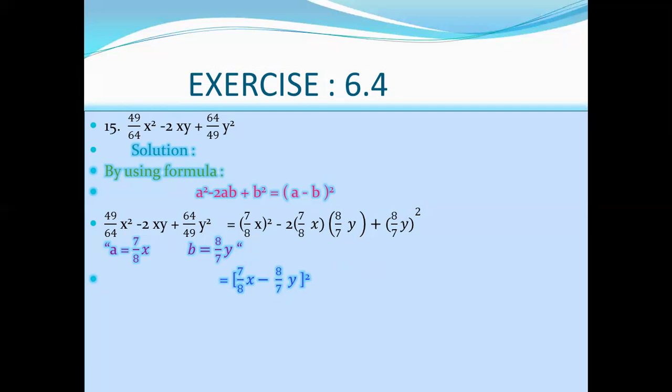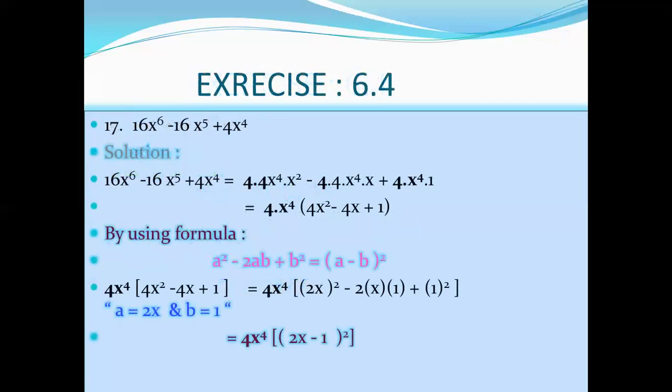When we put the values in the formula: (7 over 8x) whole square minus 2 times 7 over 8x into 8 over 7y plus (8 over 7y) whole square, and this is the term of b. When we convert it in the form (a minus b) whole square, our answer is (7 over 8x minus 8 upon 7y) whole square. Only the change of fractions, although all the numbers, the procedure, the steps, the formula are the same. The change is in the coefficients of the variable, they are given in the form of fractions.